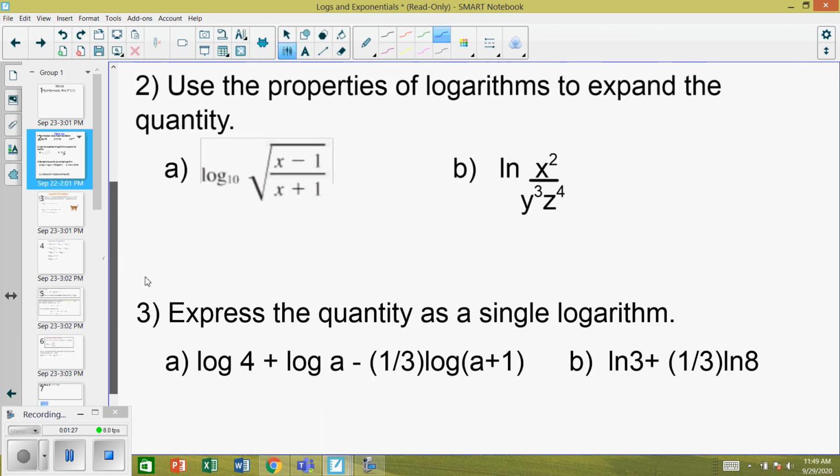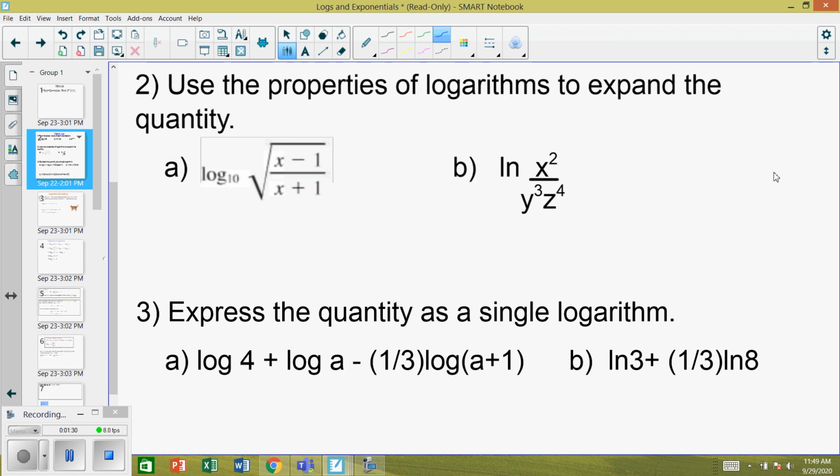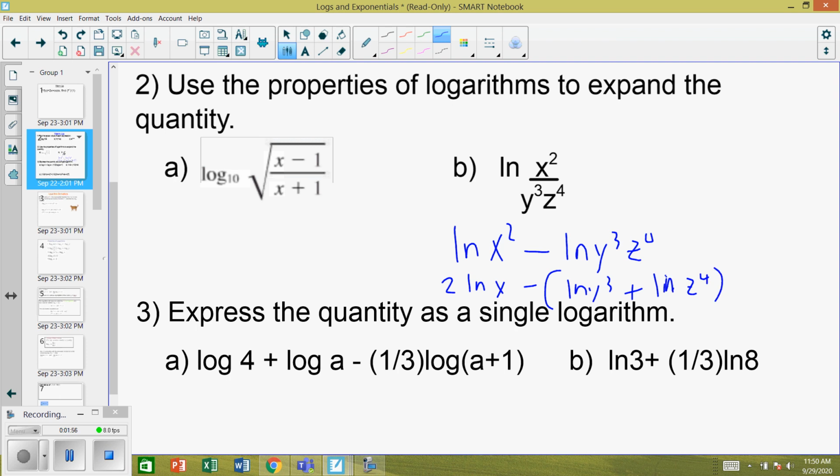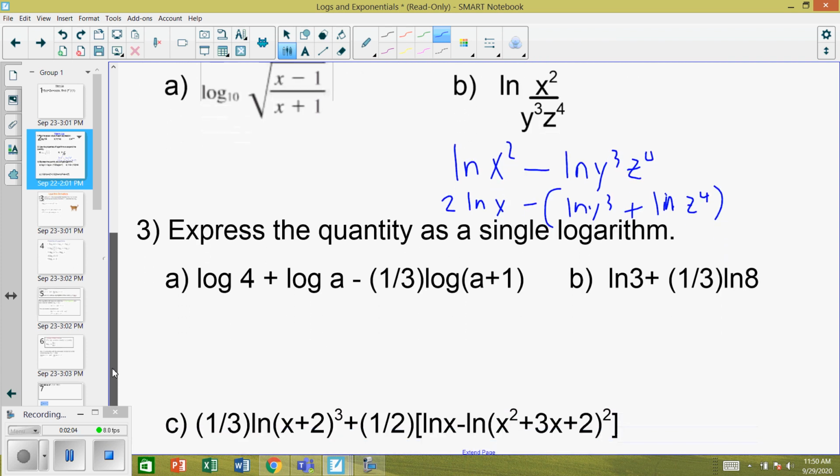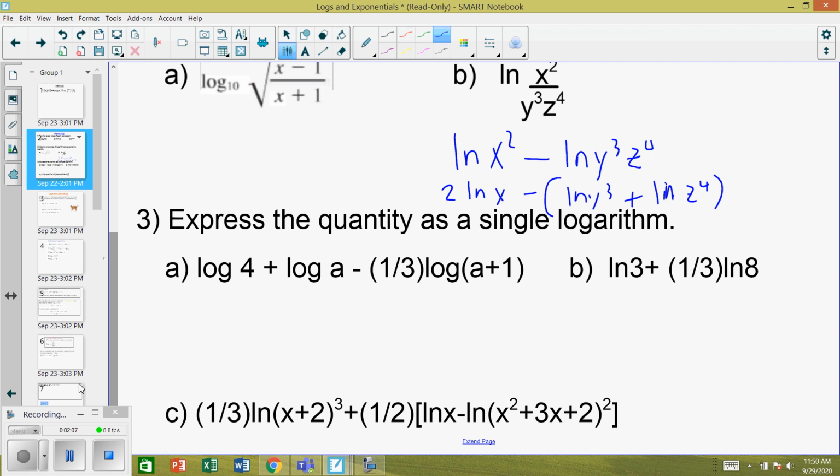Remember, there's properties that help us separate these. So for instance, in B, you could say the ln of x squared minus the ln of y cubed z to the fourth, and then you can split it further. You can say 2 ln x minus, and then in parentheses, maybe you can split it as ln y cubed plus ln of z to the fourth. And then see, they can be split apart with the product and quotient rules, and we can discuss those further in class, but this is just a little review to help us with a couple problems later on.